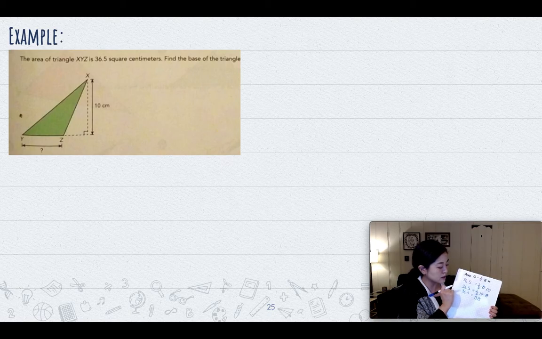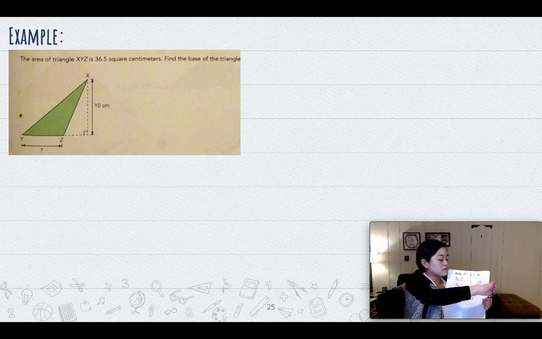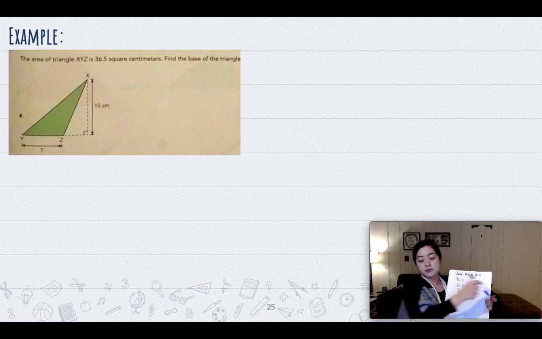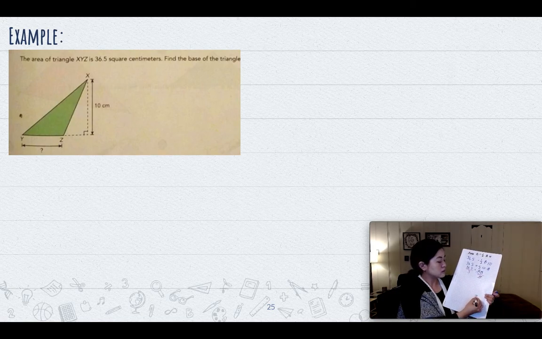36.5 over here. And now 5 times b, what do I need to do? I gotta divide it by 5 to get b by itself, because if I do this, 5 cancels out. Okay. And then now I have to do 36.5 divided by 5. So I'm going to do it at the bottom here. 36.5 divided by 5.